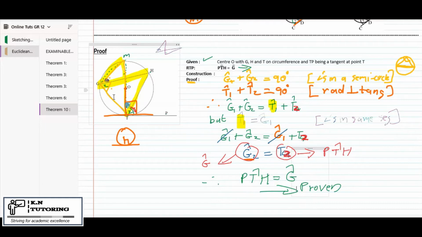For me, these examinable proofs should be money in the bank. There should be free marks. There's no way that you cannot get this right. You just need to make sure that you practice, you know the steps, you know from what is given, what is required to prove, and how to construct, and how to get to the required to prove using certain steps. Practice, practice, practice, and you'll get this right.